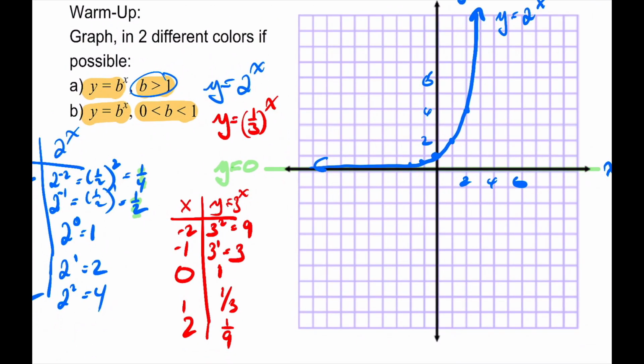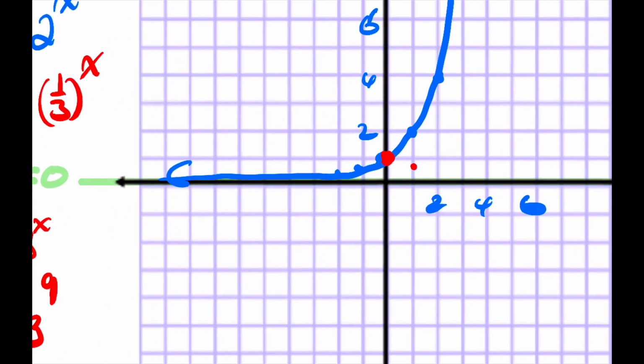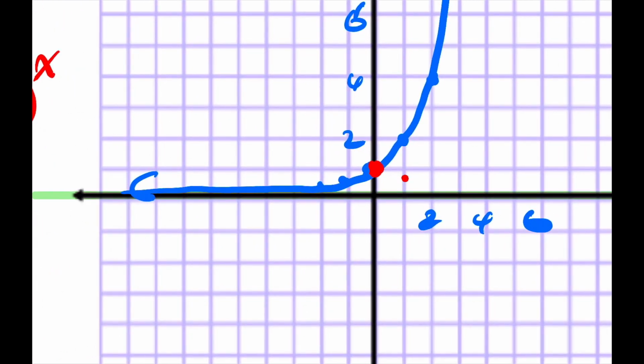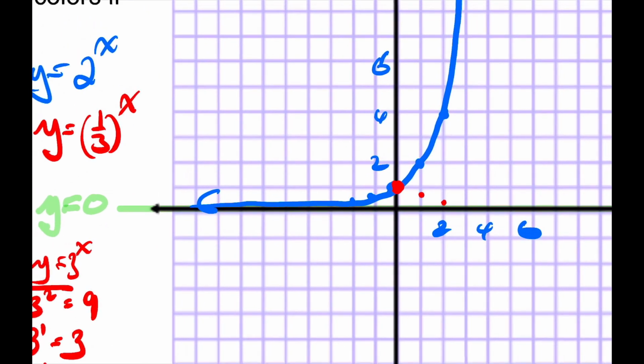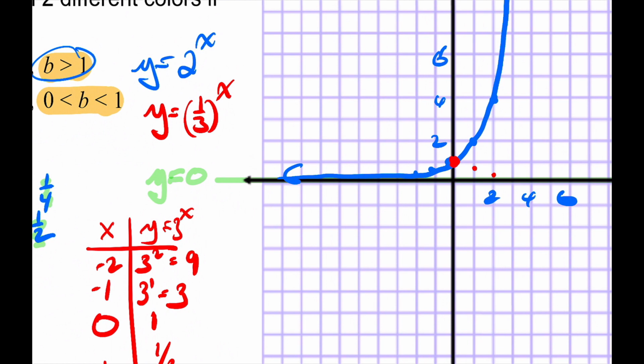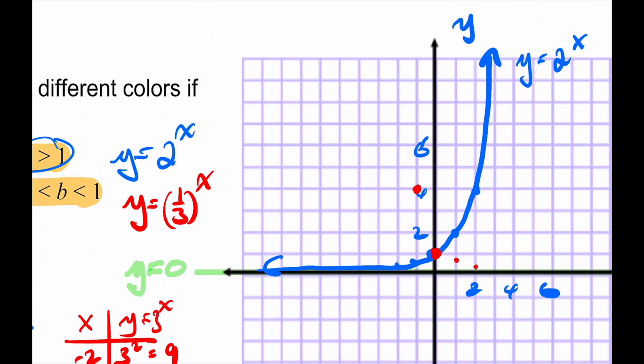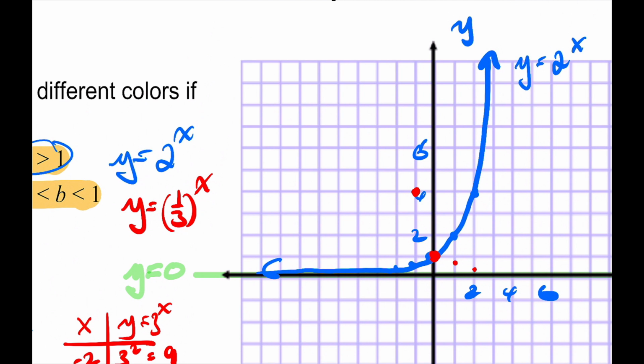So we still have the point (0, 1). And then you've got (1, 1/3). So (1, 1/3) might be right there. And then (2, 1/9) is going to be really, really close. So notice that here we have the same asymptote because it's going to get closer and closer to 0, but not touch it. So going in the negative direction, we've got (-1, 3). So (-1, 3) would be right there. And then (-2, 9) will put us all the way up there.